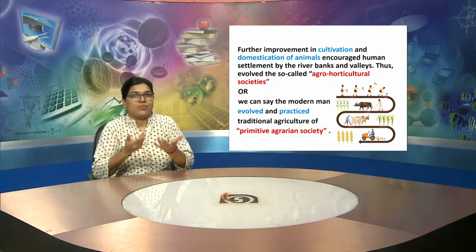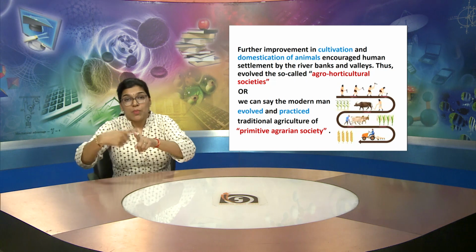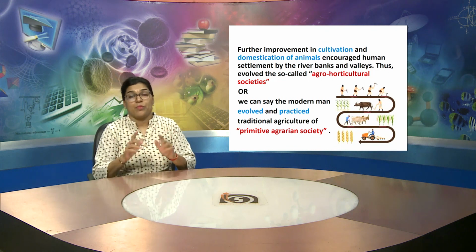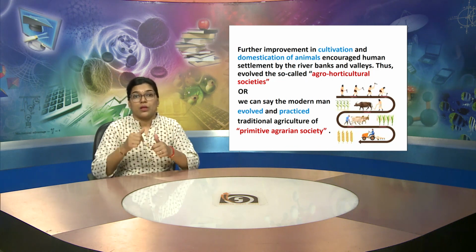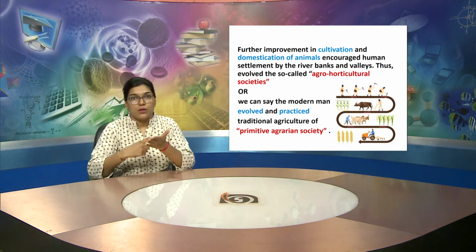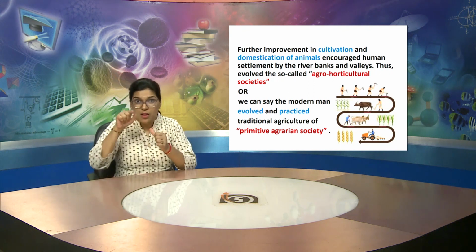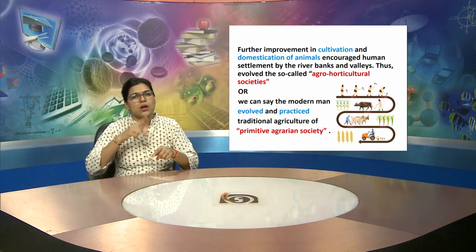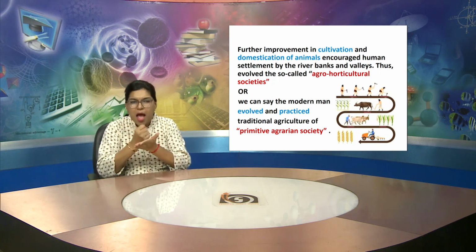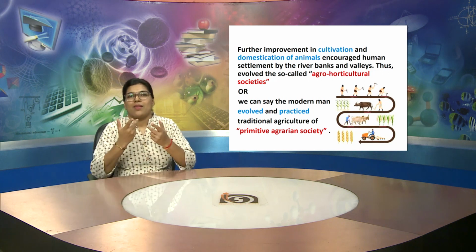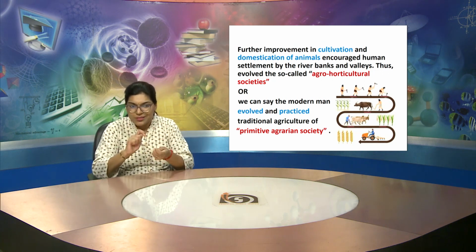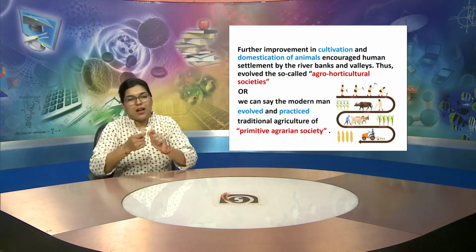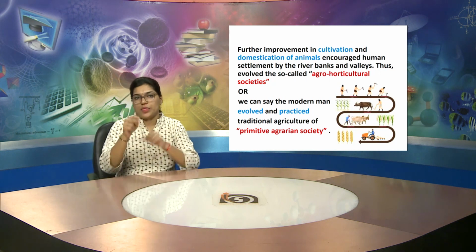So we can say it evolved a different society, which was called the agro-horticultural society. This name, agro-horticultural society, can be considered as new methods which are cultivated for beautification, or just for experiment to make it more beautiful or more creative.